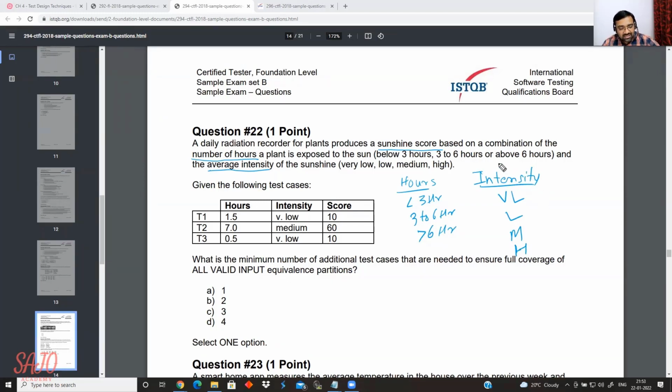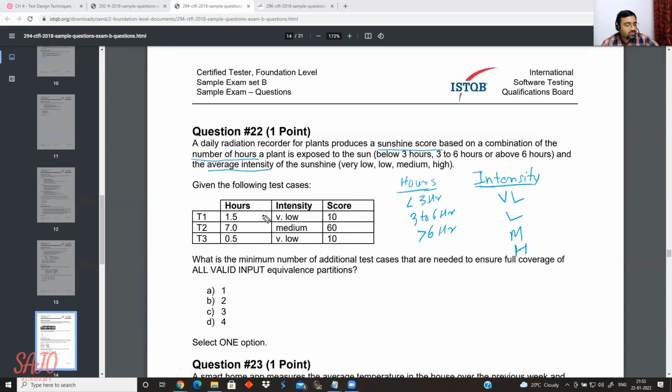Now, if you consider intensity, you cannot apply boundary value analysis here. You have to go for equivalence partition. But if you consider hours, since it is a range, you can apply boundary value analysis for the hours condition, but not for the intensity condition. In the intensity, you just make sure that you have a test case for each value. That's it. You cannot apply boundary value analysis here.